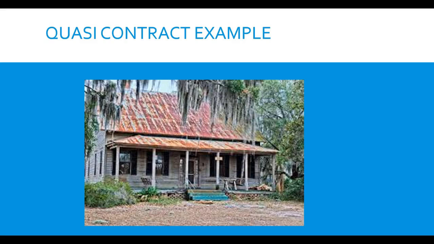Len can recover from Olivia under the theory of quasi-contract. Olivia knew of the benefit conferred on her and accepted it, even though no contract was formed between Len and Olivia.